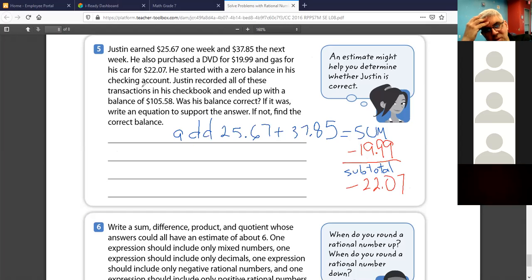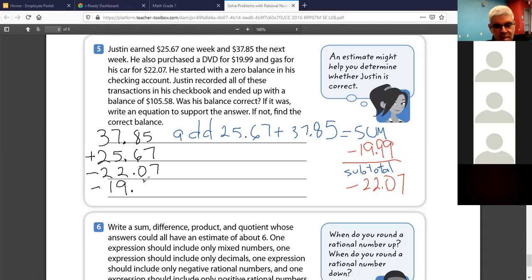All right. If you want it here, I'll do it here as well. You're going to add, you can start with the bigger number, 37.85 plus 25.67. I'm giving you time to write. You don't have to copy it twice. And then you're going to take away 22.07, and then you're going to take away 19.99. And what is your total? You're going to give me that answer on Wednesday.